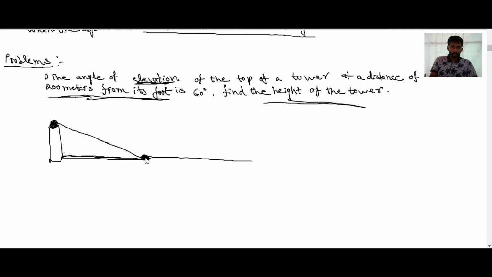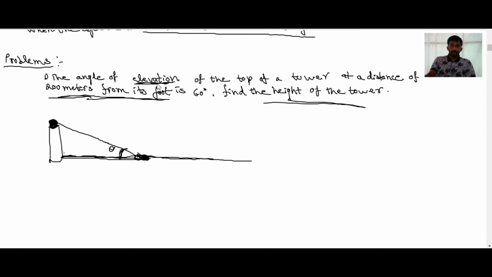Now see, the person is looking at the top of the tower. The object is the top of the tower. The horizontal line is the reference line. Then write the given data. You will get the angle of elevation, theta, which is the angle made by the horizontal line and the line which joins the object and the person's eye.